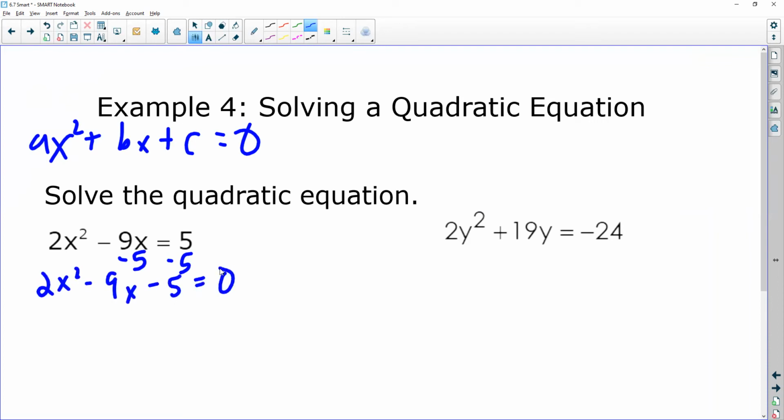And now I need to factor, so I need to stop for a second and think. Can I just factor normally? No, because there's a 2 in front of x squared. It's not anything special like a difference of squares or difference of cubes, so I'm going to use the AC test.